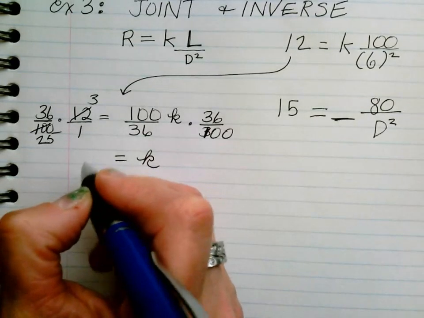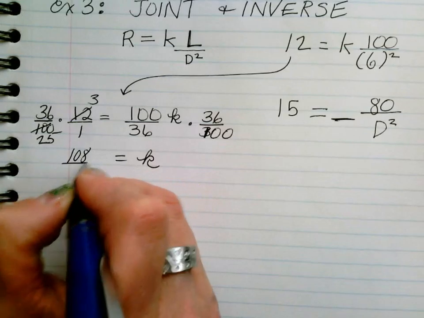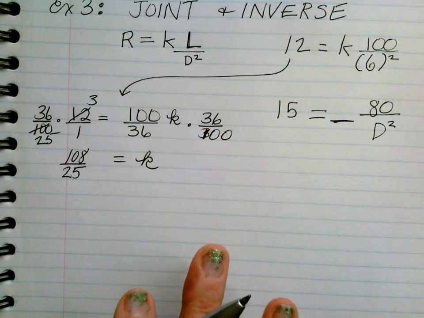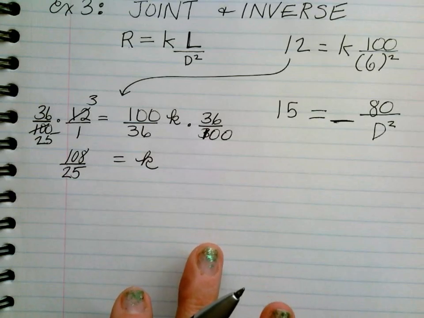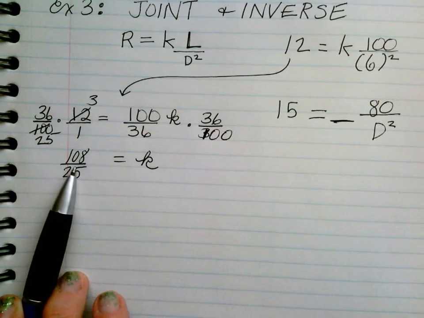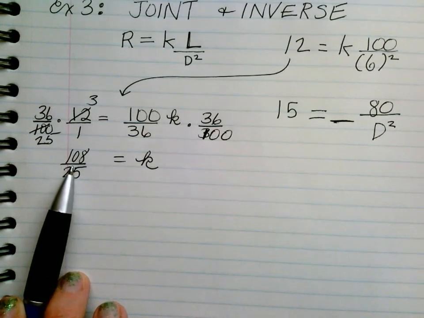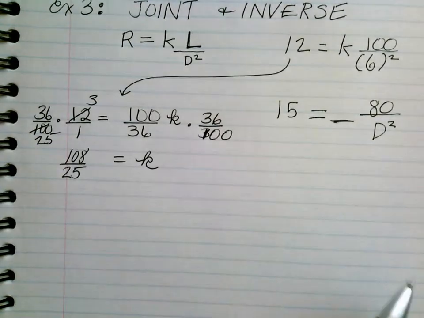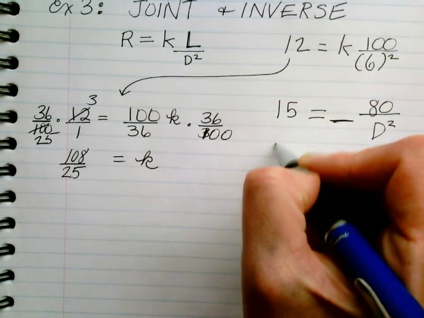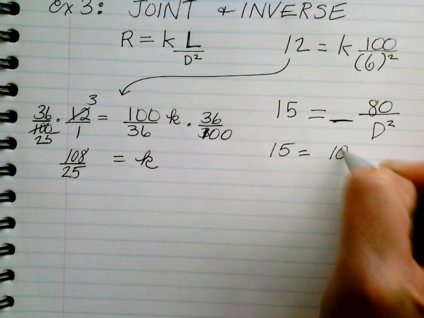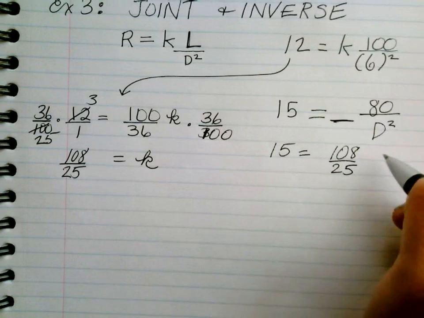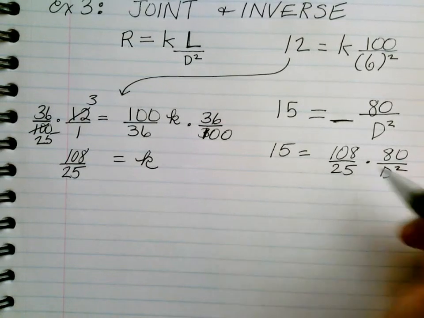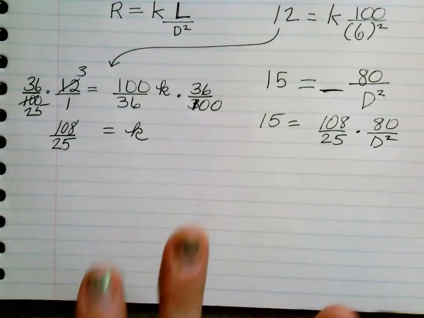you end up with a K value of 108 over 25, which some of you might be looking at this saying that just doesn't seem right. Just bear with me so far. I promise you we're going to make this work. Okay? The K value of 108 over 25 is going to get plugged in to that equation in the position where K belongs. Okay? K goes here. 15 equals 108 over 25 multiplied by 80 over D squared.